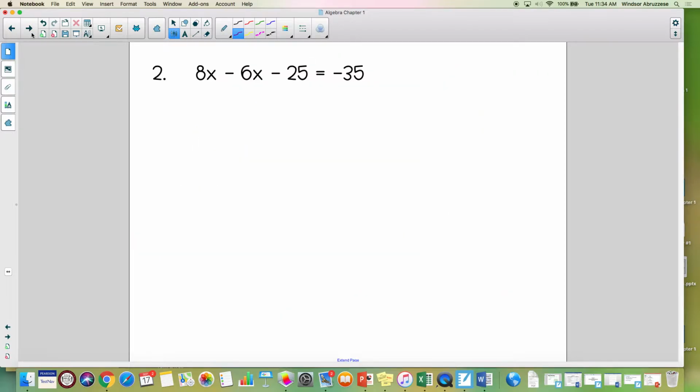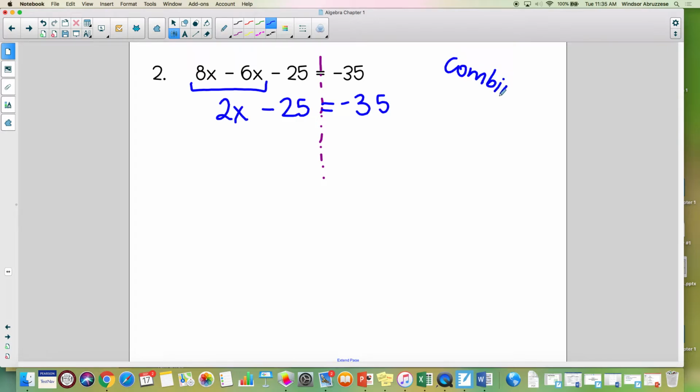Example number 2 is 8x minus 6x minus 25 equals negative 35. If I just look at the left side of the equation, I have 8x minus 6x minus 25. So you're going to want to combine like terms first. Before you start moving things around and balancing your equation, you want to get it organized. So on the left side, you combine the like terms: 8x minus 6x is 2x, minus that 25, equals negative 35. Let's write that down: we combine like terms.